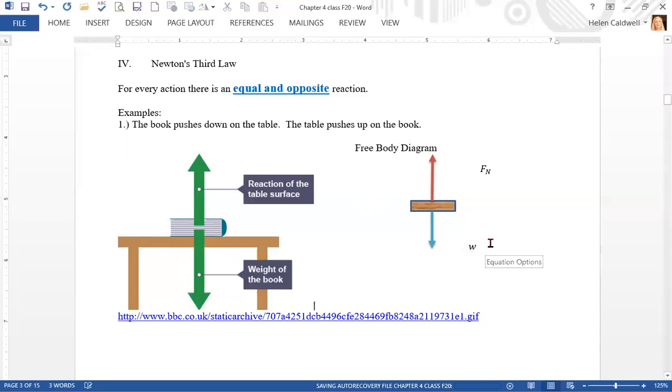I'm sorry about that. There we go. I can hopefully make it go away. So the normal force is going up. That's F sub n. The w is coming down. Normally, I'd write these a little closer to the arrows. And I might also include a line to represent my surface. I chose not to in this, but maybe we should have.